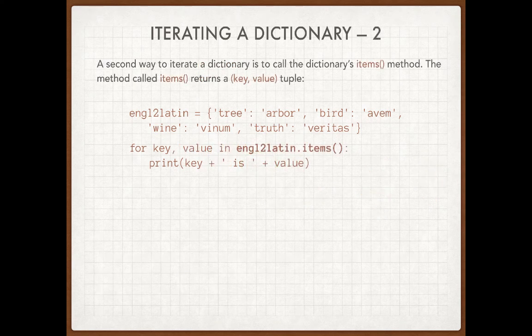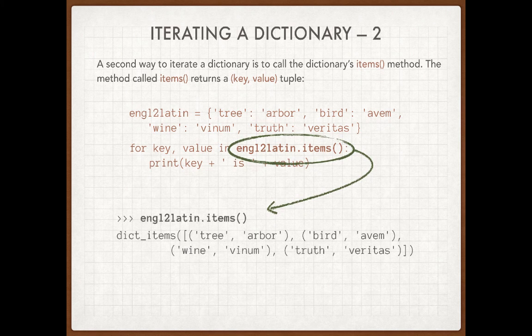Now, if I want both the key and the value, I can ask the dictionary to give me its items. And so I write English to Latin dot items parentheses. And what I get back is a little complicated, but I get back all of the tree arbor pair, bird avum pair, etc., etc., etc. And in fact, if I take that and do English to Latin just in the terminal window, here's what I'm going to get.